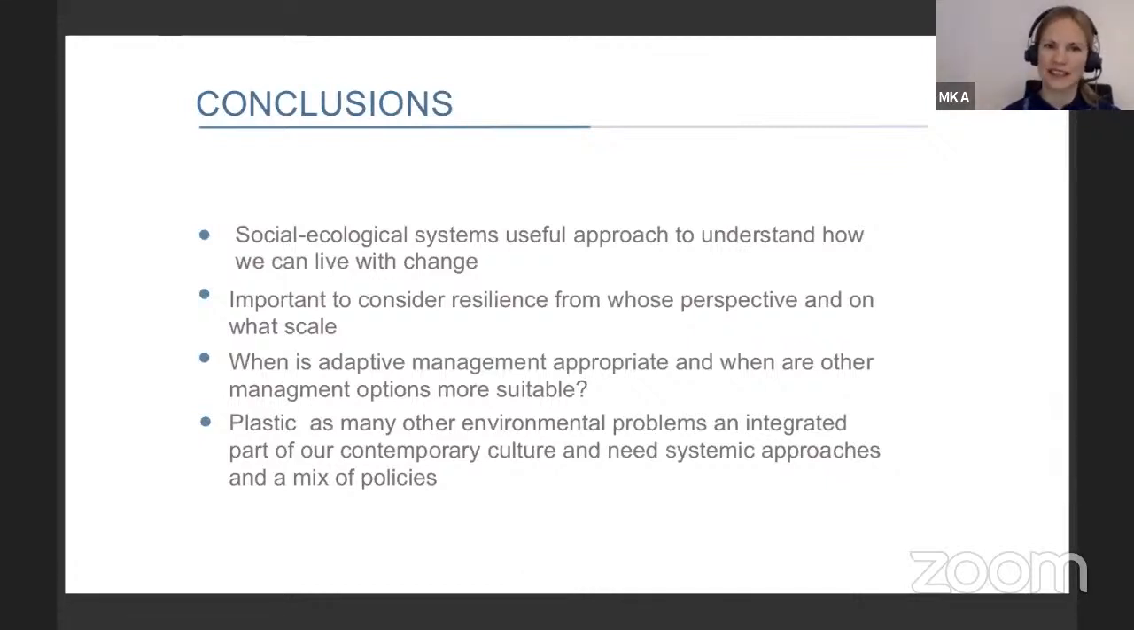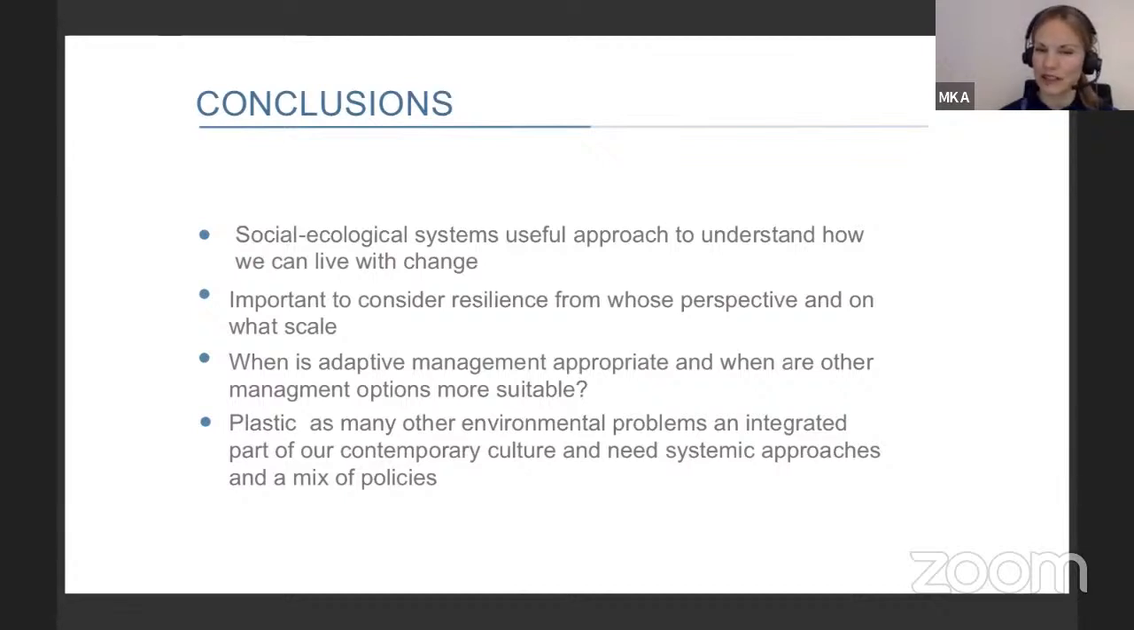Yeah, so basically this was a brief introduction to these concepts. And I think this way of conceptualizing nature is useful to understand how we can live with change, because it is all changing now. But it's also important to consider, when we think about resilience, as Hans also mentioned, that this is a matter of whose perspective and whose desired outcomes we should prioritize. And this needs to be a discussion on different levels.